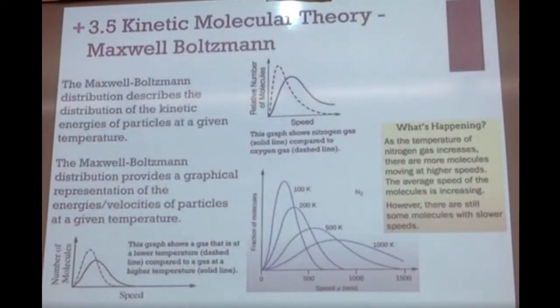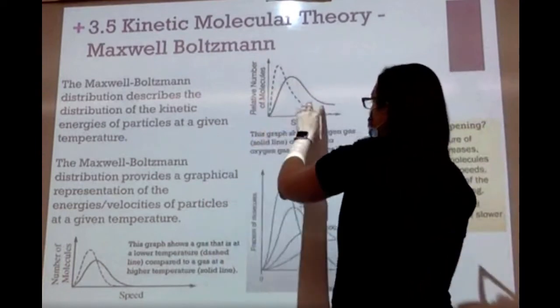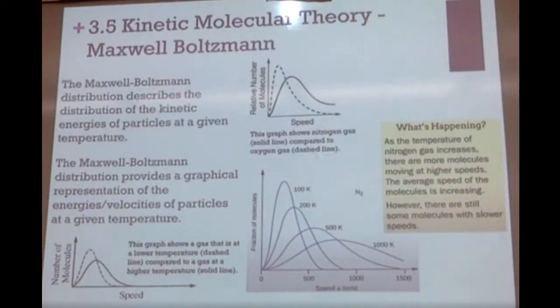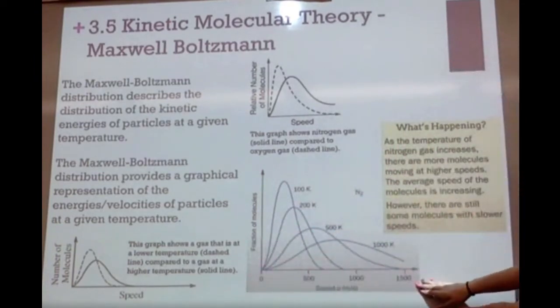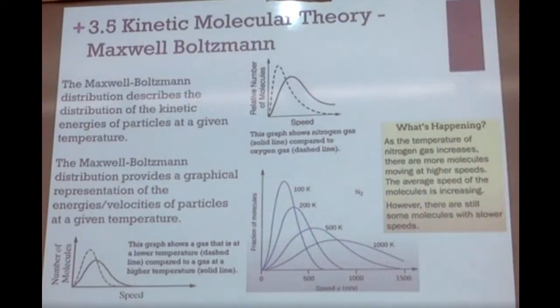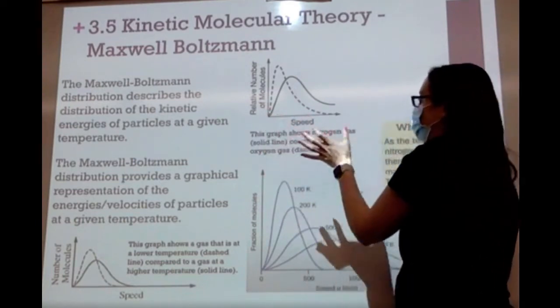The next part of 3.5 looks at the Maxwell-Boltzmann distribution. The Maxwell-Boltzmann distribution are these graphs, these curves that show the distribution of speed of gas molecules, whether it's different gases or whether it's gases at different temperatures. We see both. There is at least one of these questions in the practice multiple choice that you picked up. So this shows an example of nitrogen versus oxygen.